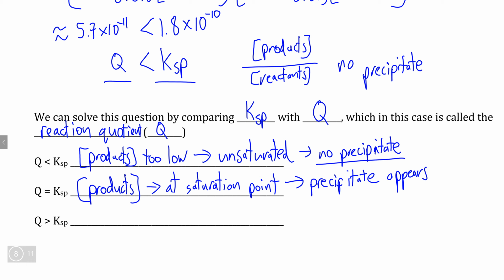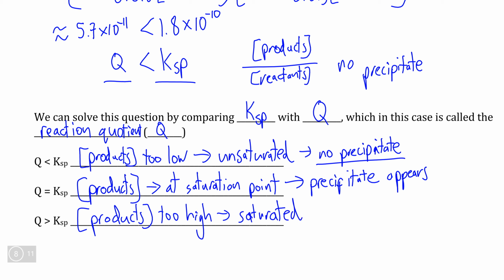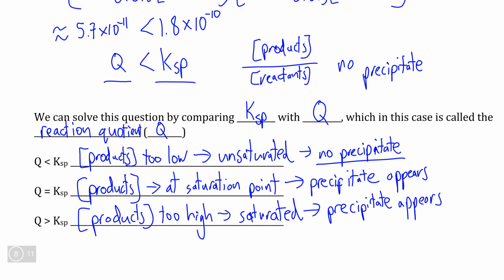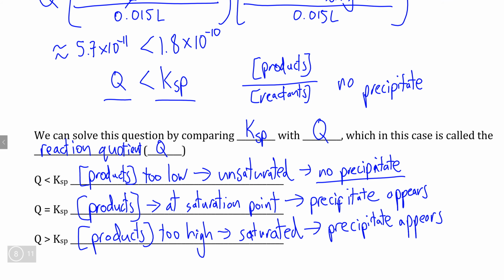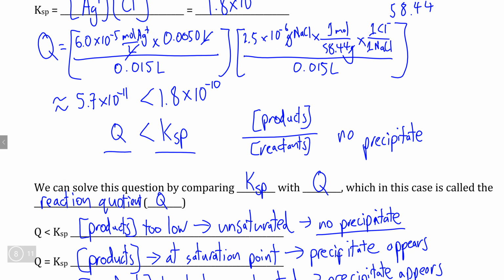Now, if Q is greater than KSP, that means that our concentration of products is too high, which means that our solution is definitely fully saturated, which means that we cannot dissolve any additional ions within our solution, which means just like at the saturation point, we would expect that the precipitate is going to appear and be very clearly visible. But as mentioned before, since our Q value is less than our KSP value, we would expect that this particular solution is unsaturated and therefore no visible precipitate would be present.